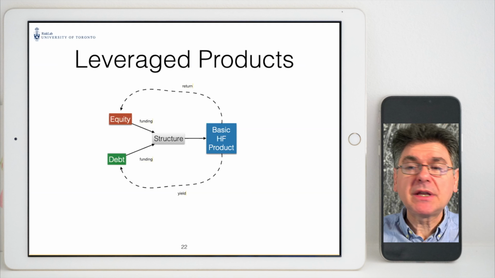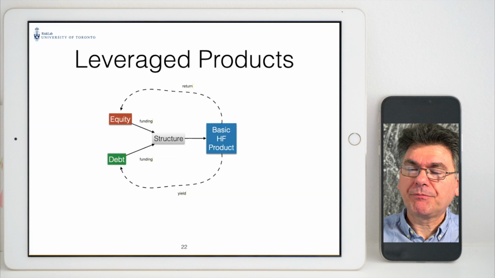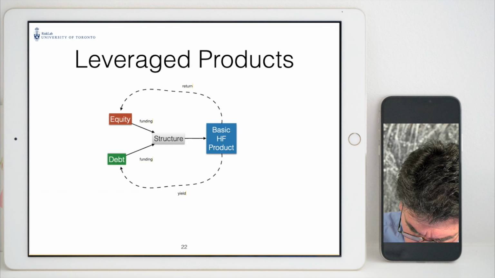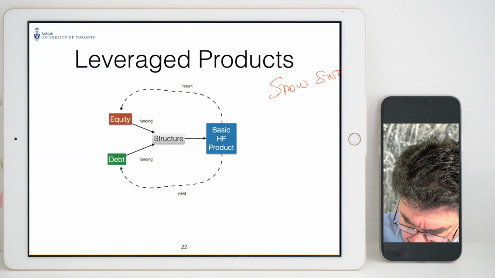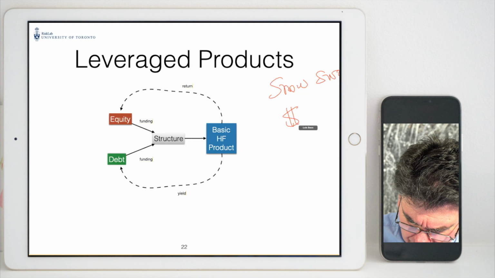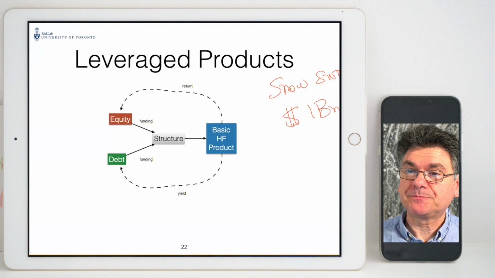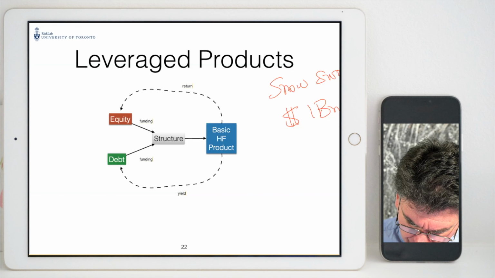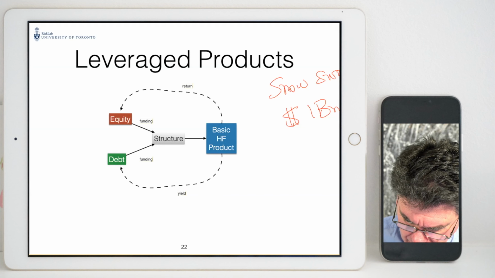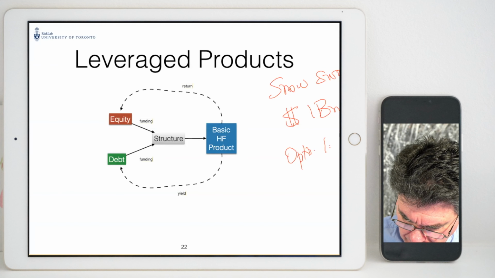And we said that we needed 2 billion. What would happen if instead of 2 billion, I only have 1? So, a snow swap fund. What if I only have 1 billion? Well, I'm short. You can say, well, then instead of 100 swap portfolios, let's do 50. We could do that. So option number one, if I only have this amount of money, is to do only 50 swaps.